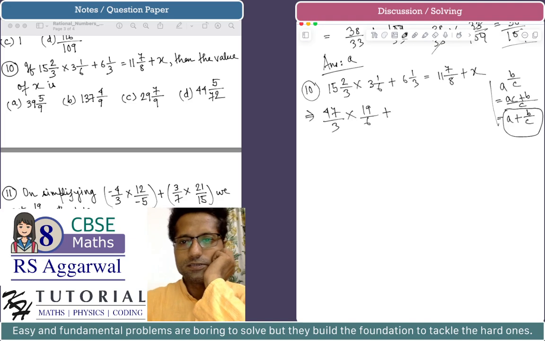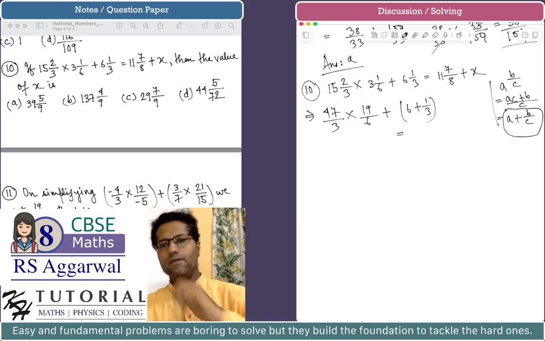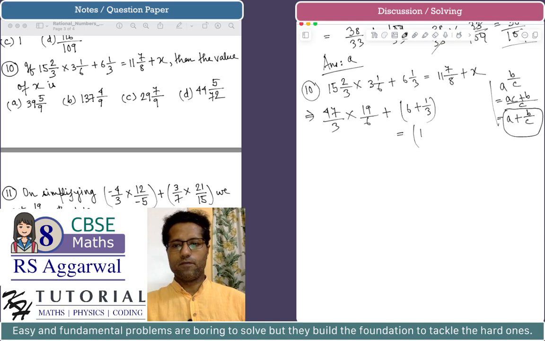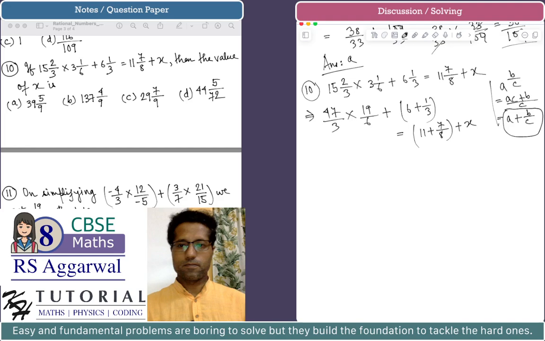Plus 6 and 1/3. In the choices, all are mixed fractions. Okay, so let me write 6 and 1 by 3rd as 6 plus 1 by 3, and the right hand side also, the 11 and 7 by 8, I will write it as 11 plus 7 by 8, and we have x.